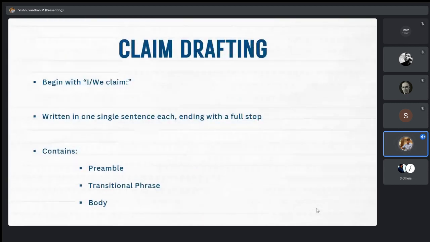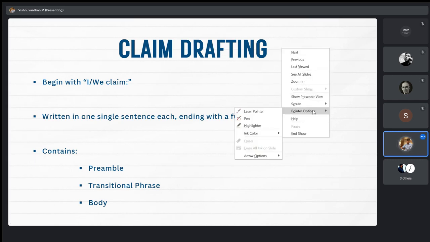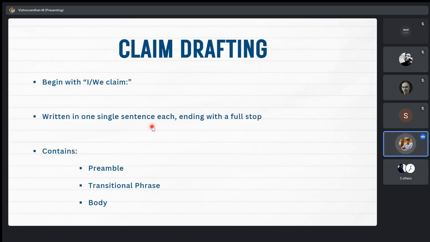Okay. So claim drafting. Like I already told you, you start with I claim or we claim. Next, each claim is written in one single sentence. Do not be misguided by this. Although I say single sentence, it will look like a paragraph, because the same sentence is like at least 100 words. It's a very long sentence. So each claim is written in one single sentence and ending with a full stop. All claims have to end with a full stop, and claims have to be numbered properly.